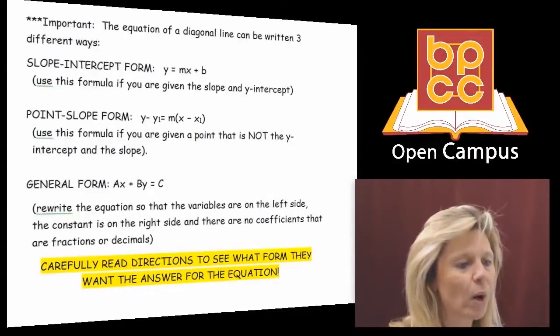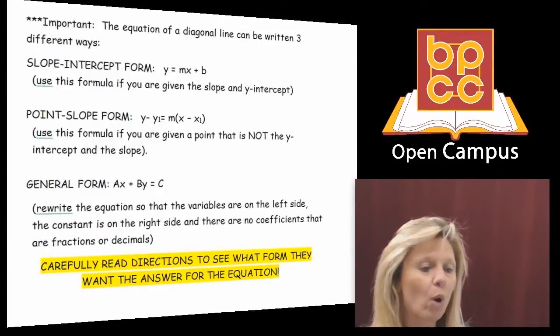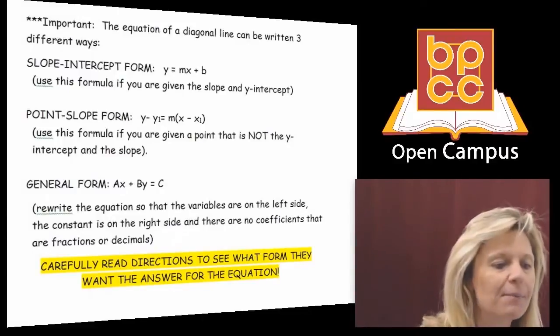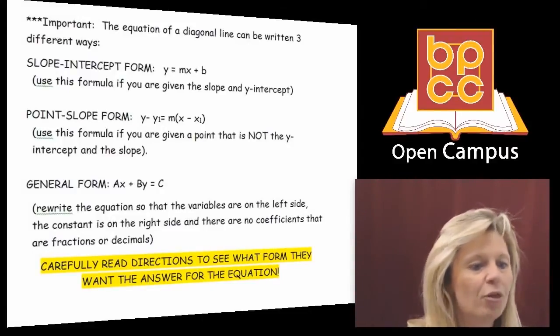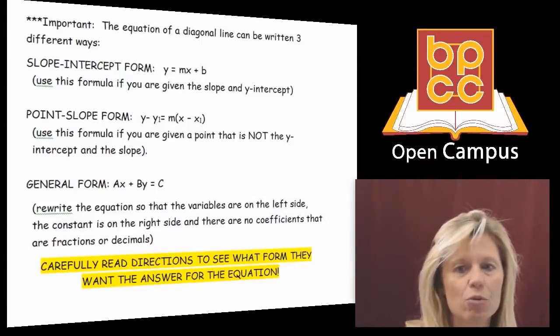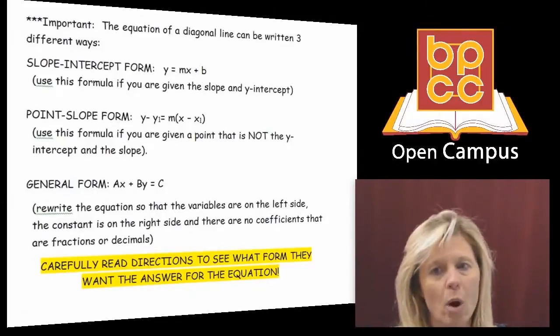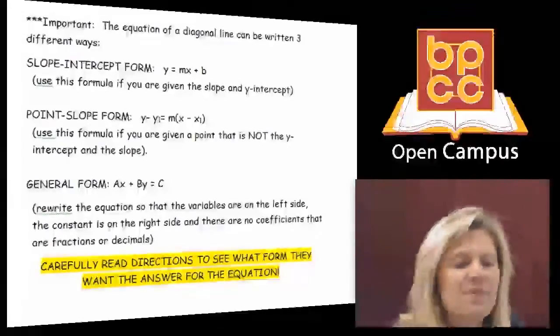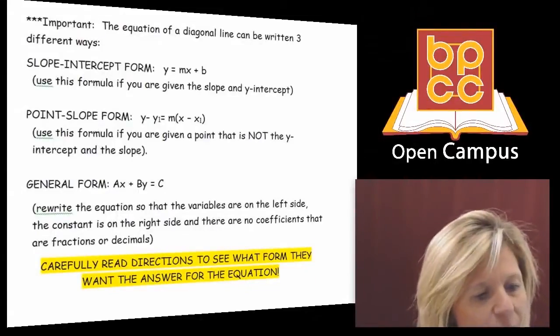There are 3 ways to write an equation of a diagonal line. The one that you're most familiar with is at the top, slope-intercept form. Y equals mx plus b. The only way you can fill that formula in is if you know the number for m, the slope, and you know the number for b, the y-intercept. Well, what happens if I don't give you the slope and y-intercept? Then you got to try another formula.